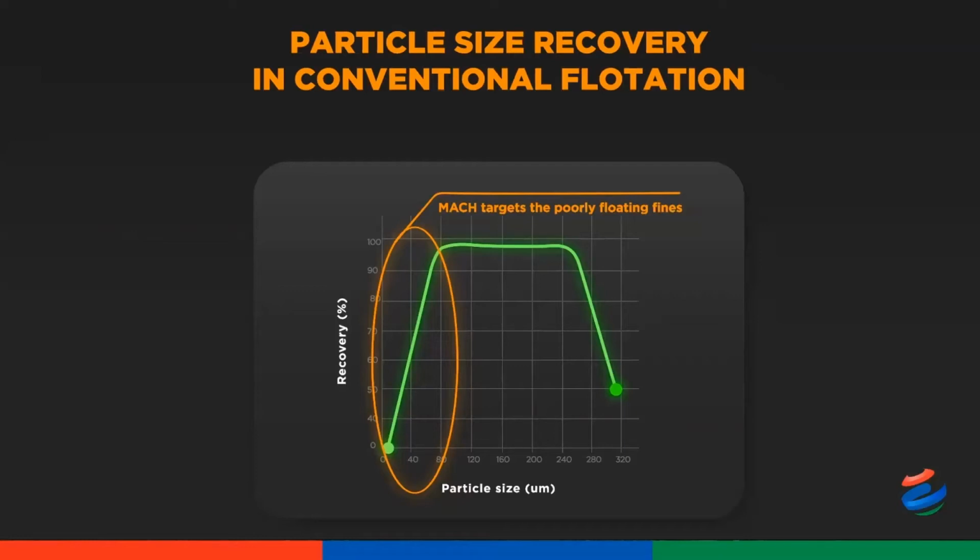The real challenge emerges for particle sizes below 25 microns, and particularly below 10 microns in size. The Mach targets these poorly floating fines, which are usually well liberated. By improving the recovery of these fines, both concentrate grade and recovery is improved. Selectivity is also improved by accelerating the kinetics of the slow-floating valuable fines, but not the fine gangue. This results in a reduction in mass pull and improvement in concentrate quality.